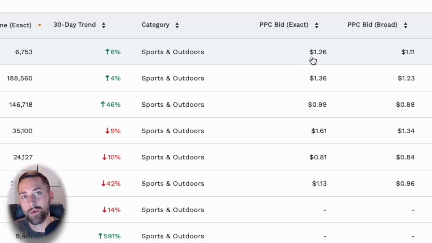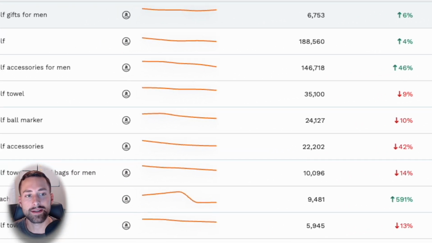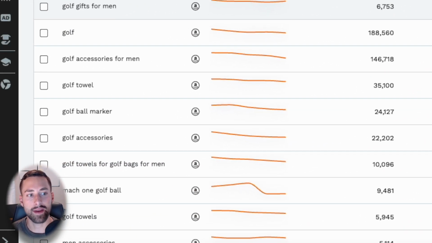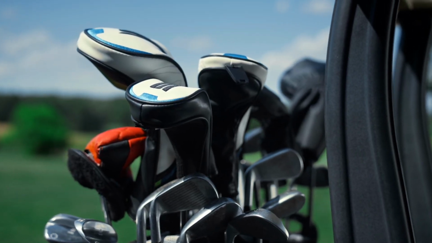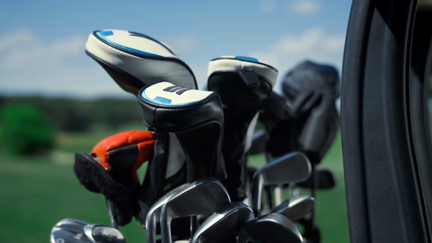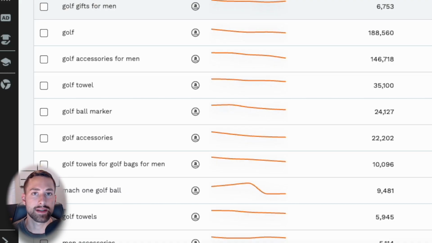And back to what I said before, target very specific keywords. If I'm a consumer searching golf gifts for men, I'm probably not 100% sure what I want, but I know I want it to be in that general category. So I may be getting something completely different than what your product is. So that's why it's so important to target those specific keywords. That way you're targeting a very specific customer base that is looking for your product.